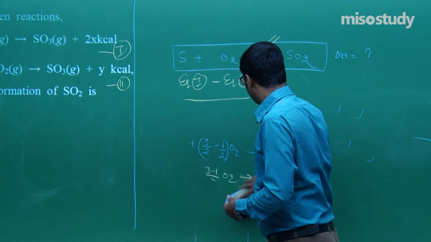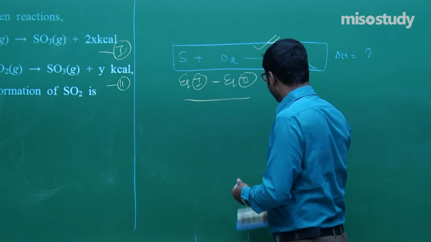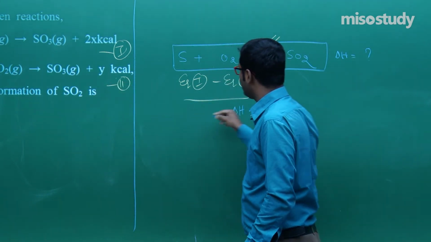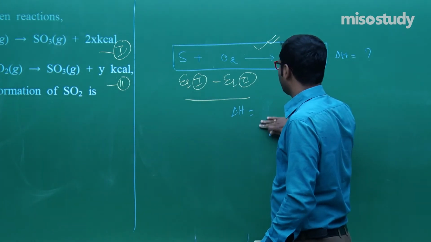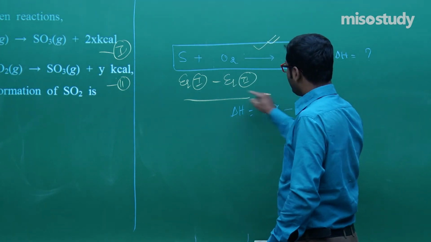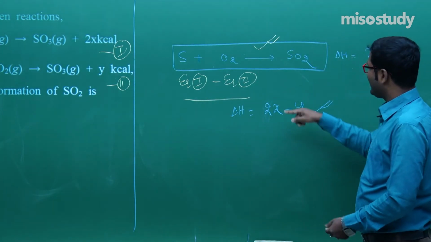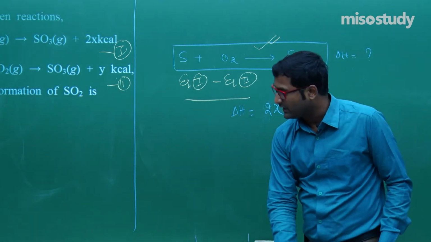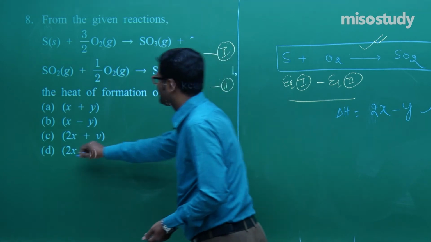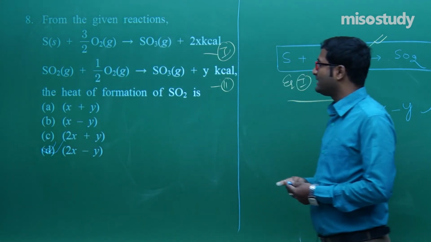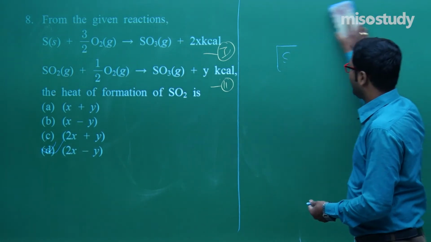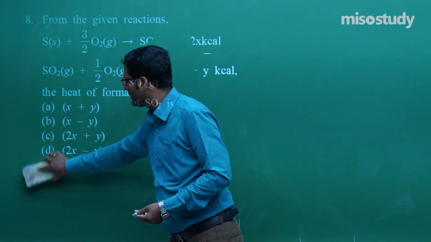So what will be the value of delta H? Delta H will be equal to, equation 1 has energy 2x, and equation 2 has energy y. Equation 1 minus equation 2. So delta H is equal to 2x minus y. Check it out. Which one is the correct option? So 2x minus y, the fourth option is the correct option. Clear, friend? Now I'm going to erase this part and we'll discuss the next one. Wait for a moment.